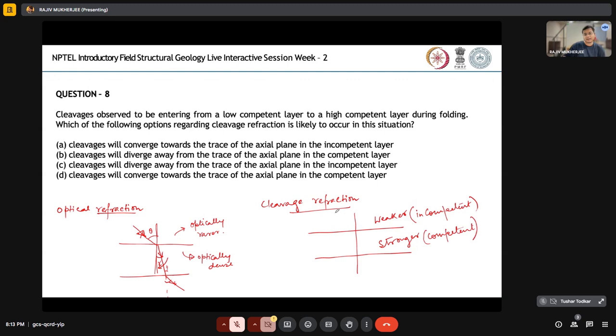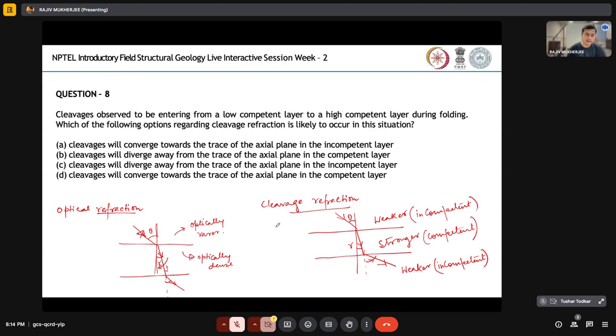Right? So if a cleavage plane, or the trace of a cleavage plane, is entering from an incompetent layer to a competent layer, it would converge towards the perpendicular, and then again exiting from the competent layer to another incompetent layer, weaker, it would diverge away from the perpendicular line.